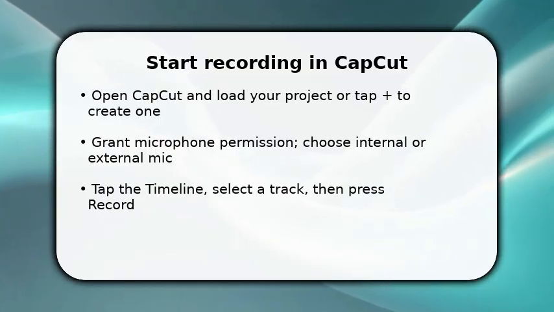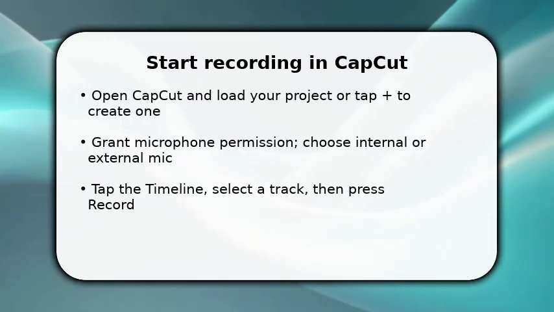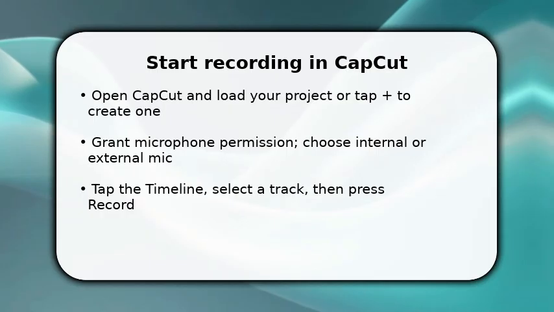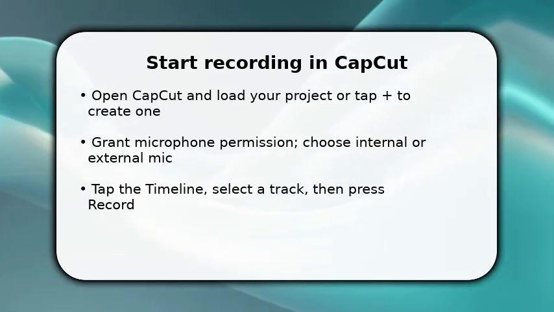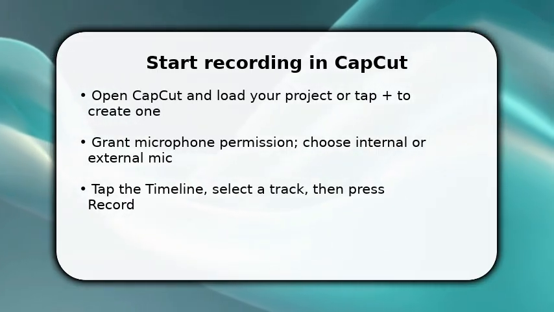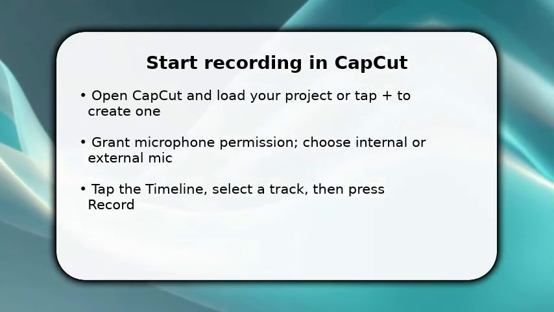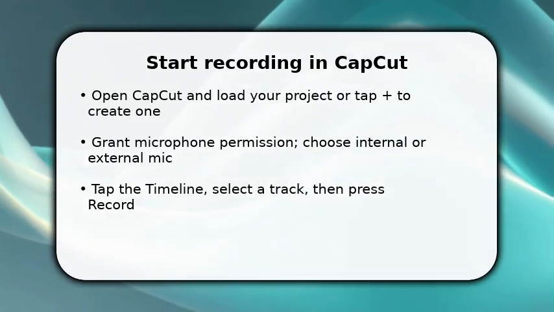You're ready to record. Open CapCut and load the clip you'll narrate. Make sure you've granted microphone permission so the app can capture sound. Once done, pick your input, internal mic or an external USB/Lightning mic for clearer audio. Move the playhead to where you want the voice to start, then tap the record button on the timeline.